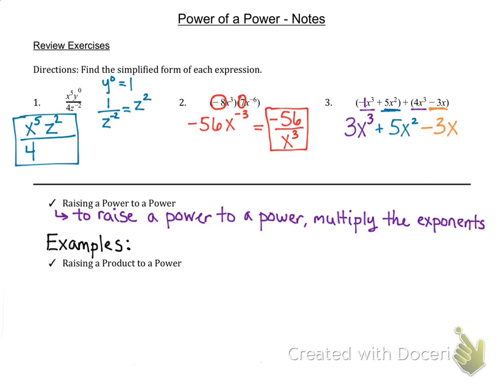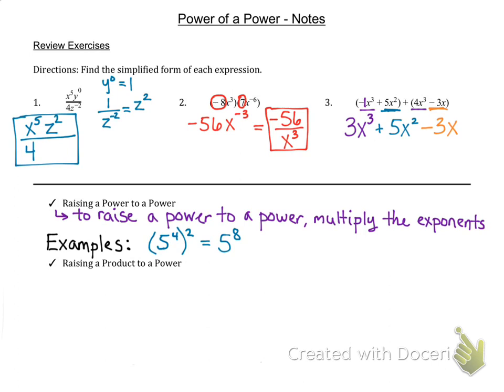Now let's talk about raising a power to a power. In order to raise a power to a power, we're going to multiply the exponents. So here's an example. This is what it looks like. To raise a power to a power, we have 5 to the 4th power in parentheses, and that's raised to another exponent, which is that 2. So what we're going to do is multiply those exponents. 4 times 2 is 8, and our answer is going to be 5 to the 8th power.